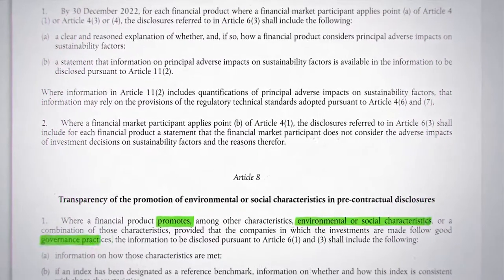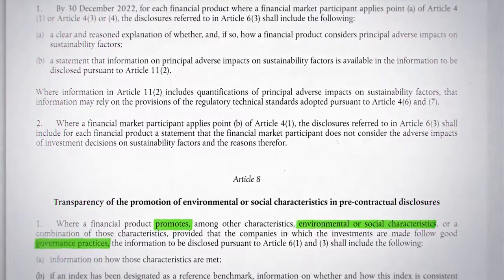And then for the Article 8 products, an Article 8 product is a product which promotes, among other characteristics, so it doesn't have to be the sole function of that product, environmental or social characteristics, or a combination of those characteristics, provided again that the companies in which they invest follow good governance practices.